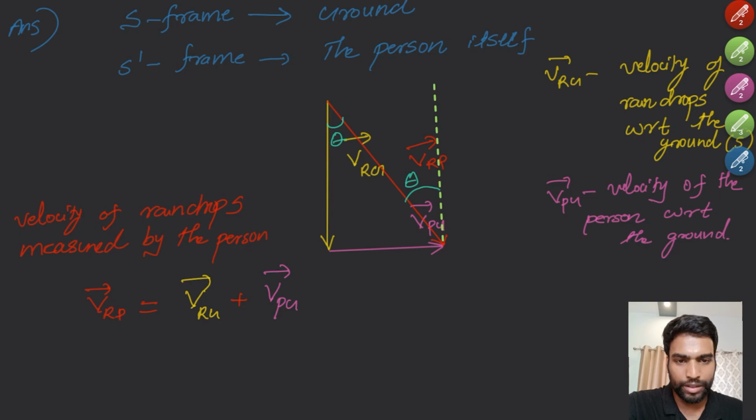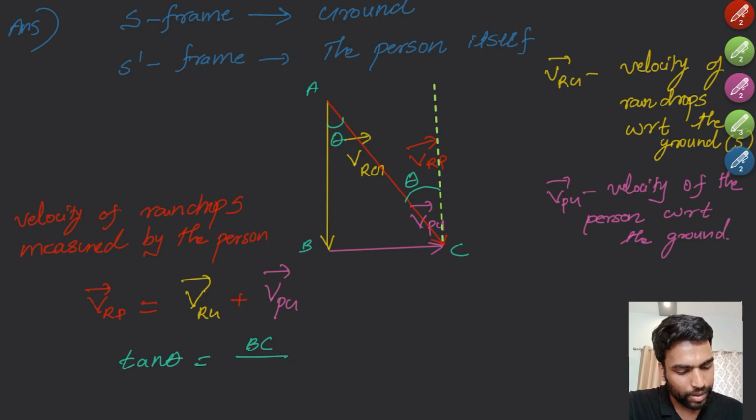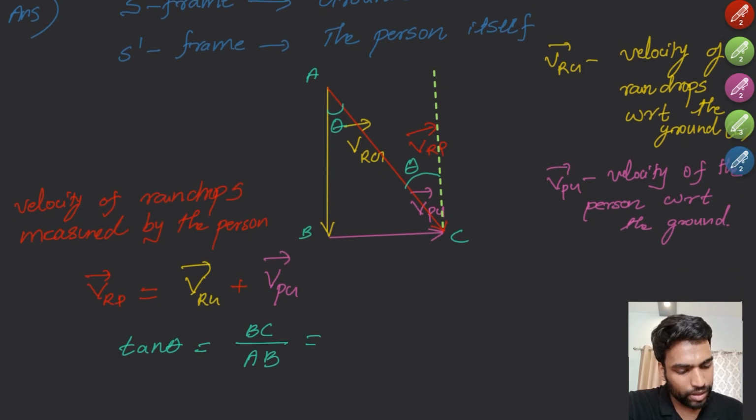So I can denote the theta like this also. In the triangle ABC, I can write theta as tan theta equal to opposite side BC divided by adjacent side AB, which is, what is BC?